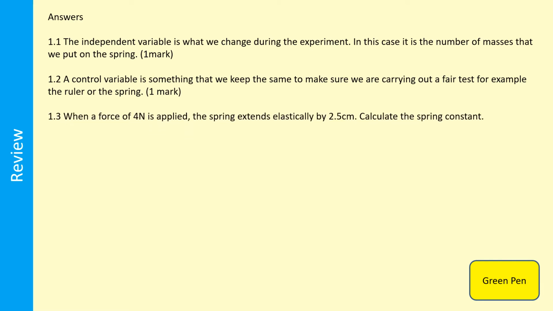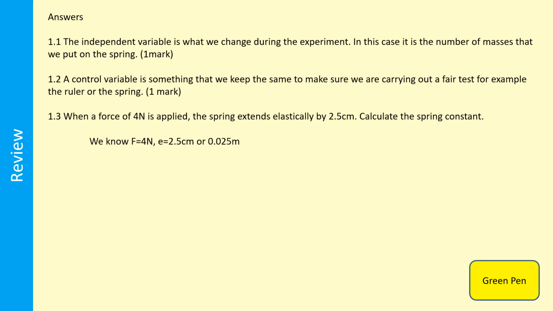Part 3. When a force of 4 newtons is applied, the spring extends elastically by 2.5 centimeters. Calculate the spring constant. Now, there's a couple of points you need to be aware of here. One, that measurement, 2.5 centimeters, needs converting into meters. Otherwise, you won't get the correct result from the formula. Two, that formula for Hooke's law, F equals k e, only applies if the spring extends elastically. That's why they've specifically mentioned that in the question.